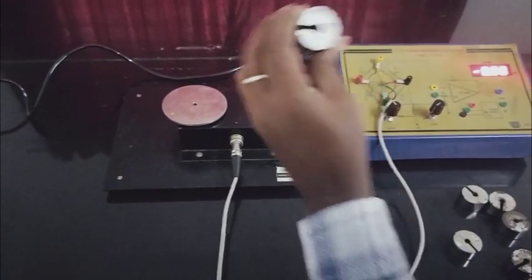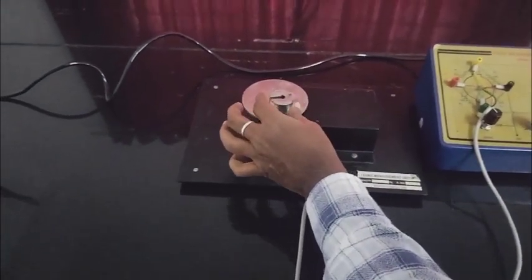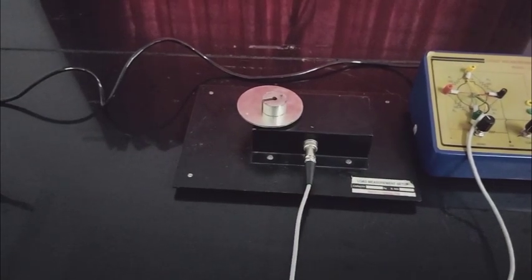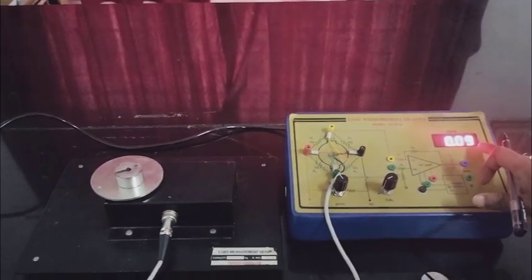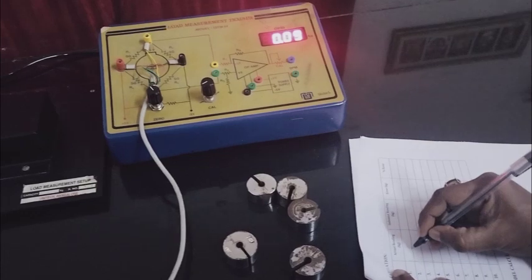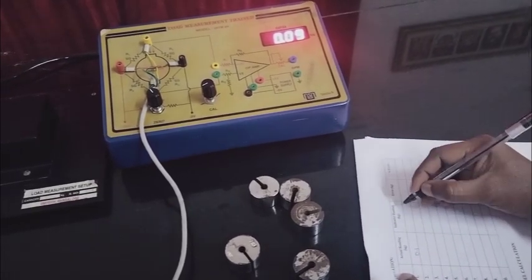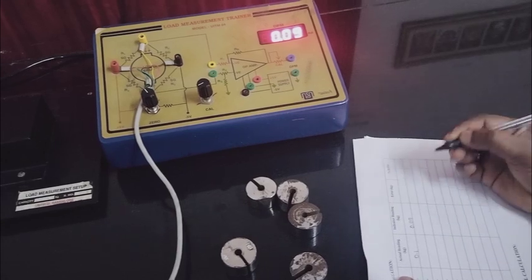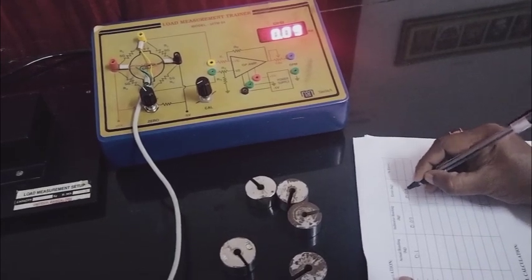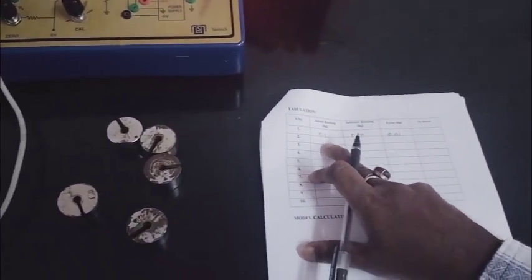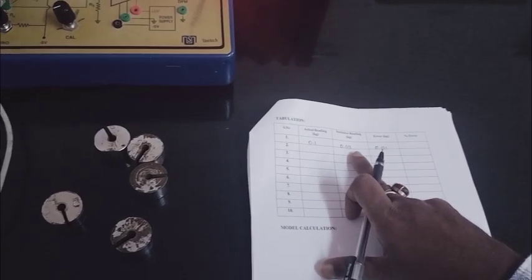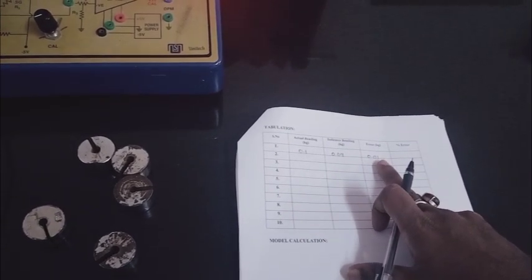Now we keep the load on the load cell. We are keeping one value of 0.1 kg on the load cell. Finally we obtain the reading of 0.09. We write it in the tabulation: the actual reading is 0.1 kg, the indicating reading is 0.09, so the error is 0.01. So we tabulate 0.1 as the actual reading, 0.09 as the indicating reading, and the error as 0.01.